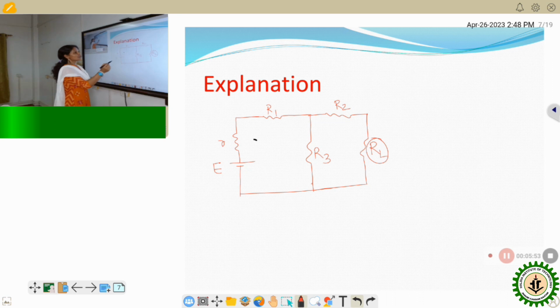This is R1, RL. So what is the first step? The first step is to remove this RL from the circuit or this network. Then again, if we redraw this circuit, we get this type of circuit.